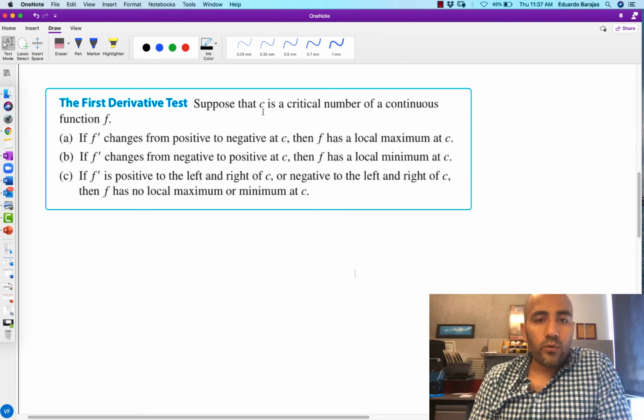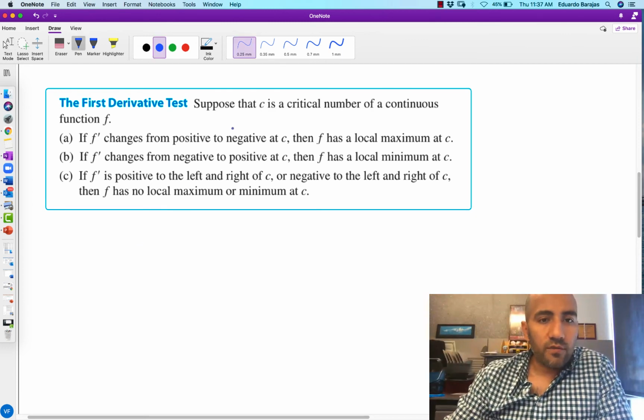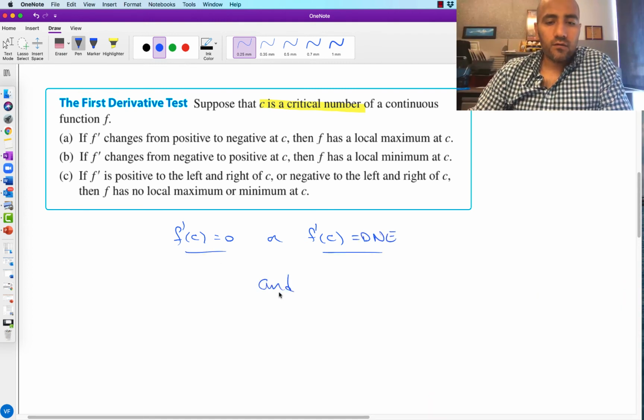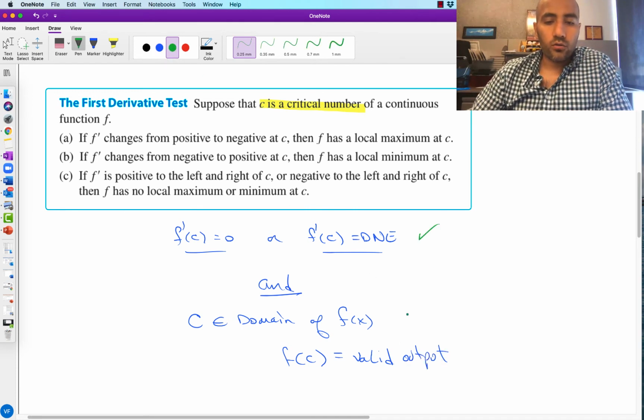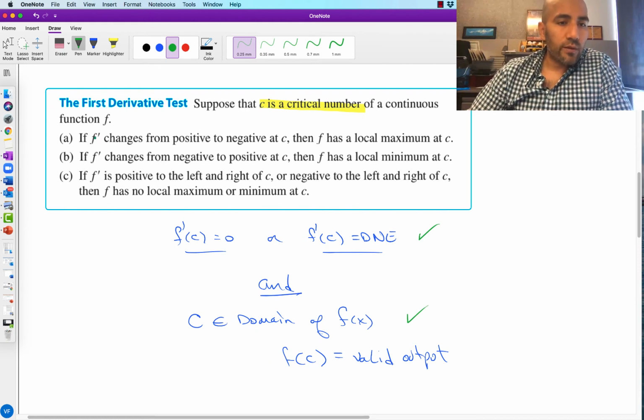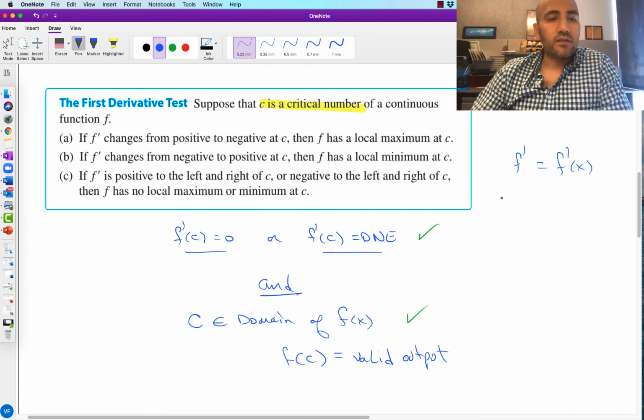Okay, remember that when we are told that c is a critical number, it means that, let me write that down. From the fact that it's given that c is a critical number, it means that either f prime of c equals 0 or f prime of c does not exist. And c is a member of the domain of f of x, meaning that f of c is equal to a valid output, right? Both of those things are true when we are told that c is in the domain of f. Okay, and also remember that this little f prime notation is the same thing as f prime of x, right? It's the first derivative.